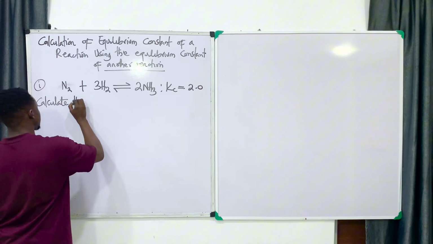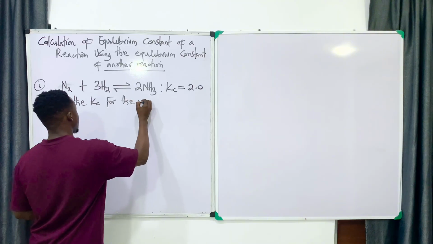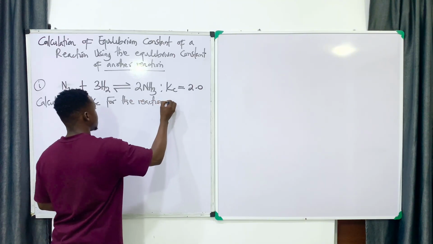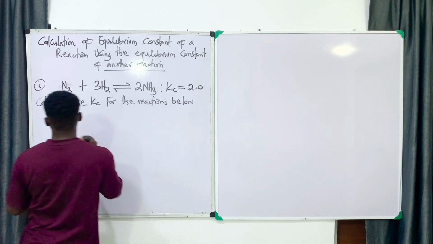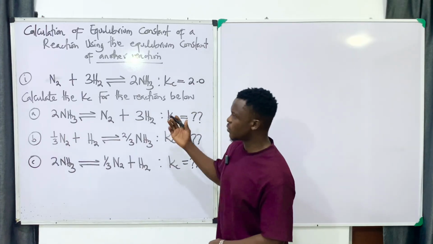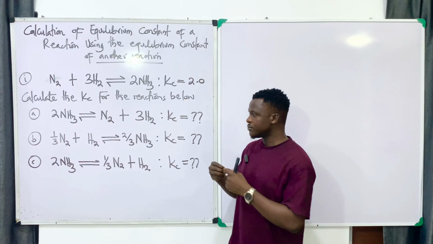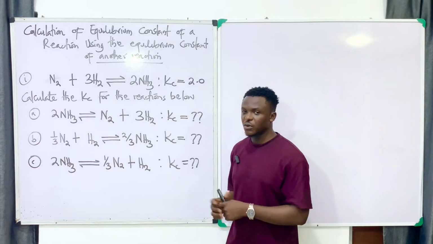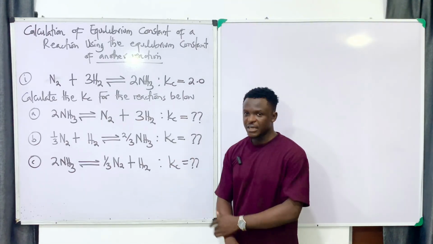And the question goes as follows. Calculate the Kc for the reaction below. Now, in this particular type of calculation, I've used this question to explain. This question covers almost all the areas a question can come from. We have three scenarios here.